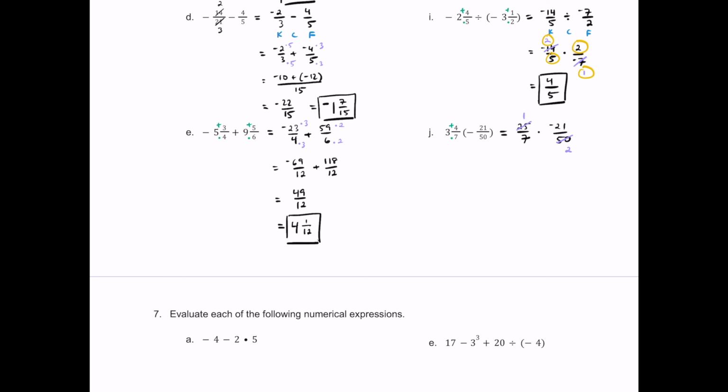That's a 1 and a 2. 25 is half of 50. And then 7 goes into 21 3 times. Don't forget the negative 3 though. And then 1 times negative 3 is going to be negative 3. And on the bottom, 1 times 2 is going to be 2. So at the end of the day, this is just negative 1.5.